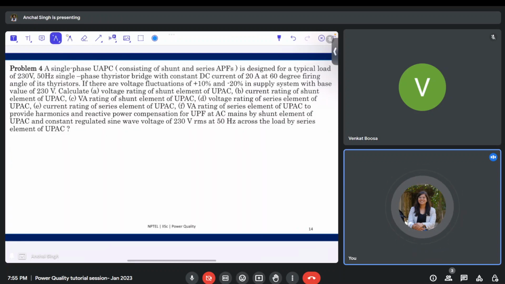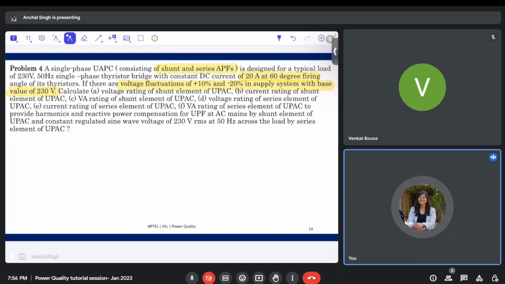So in the next question, a single phase UAPC, which is consisting of shunt and series active power filters, is designed for a typical load of 230 volt 50 Hz single phase thyristor bridge with constant DC current of 20 ampere and 60-degree firing angle. If there is a voltage fluctuation of plus 10% and minus 20% in the supply system with base value of 230 volt, calculate the voltage rating of the shunt element, current rating of the shunt element, VA rating of the shunt element, and the voltage, current, and VA rating of the series element.